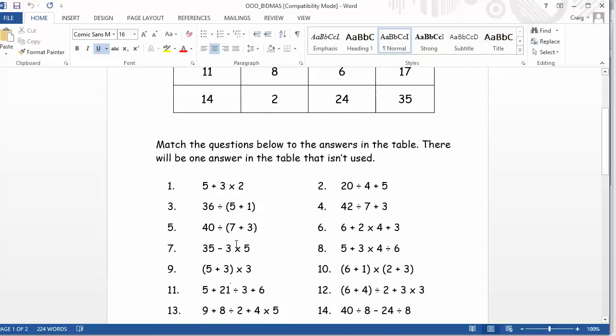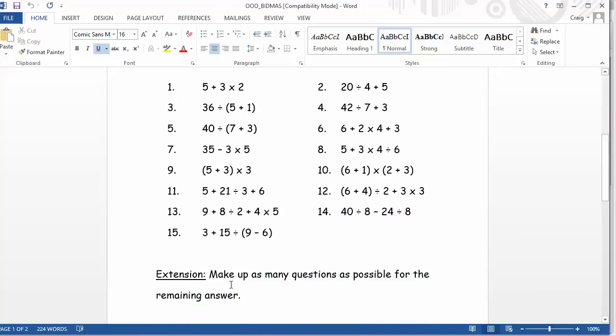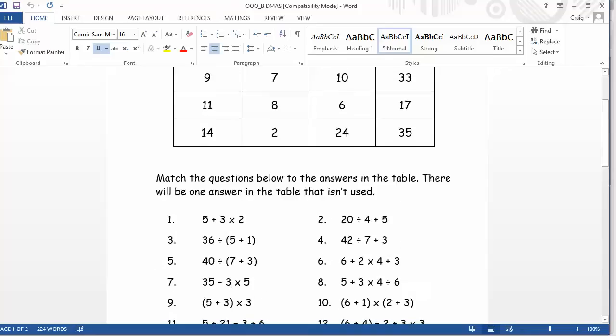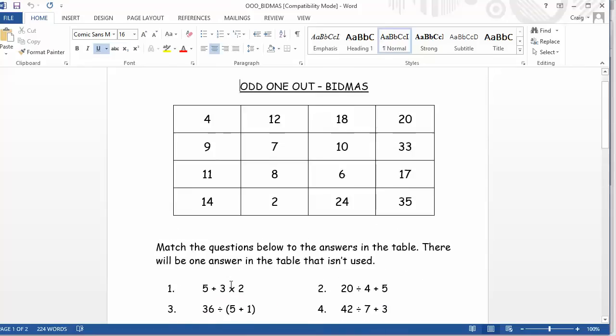But it's better than that, because the natural extension activity there is to make up as many questions as possible for the remaining answer. So that can keep all the students busy, and it's nicely differentiated there.